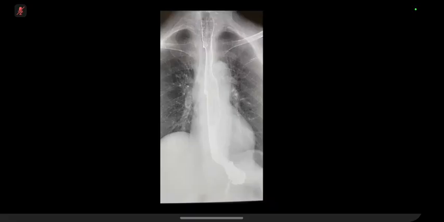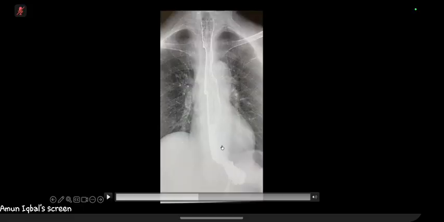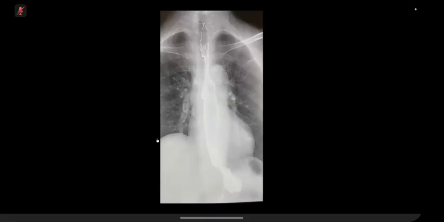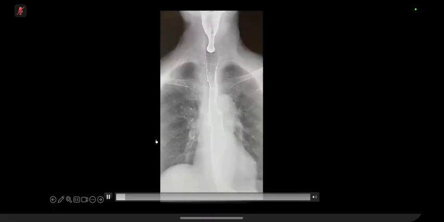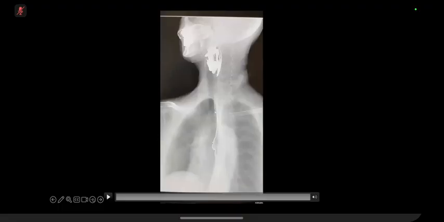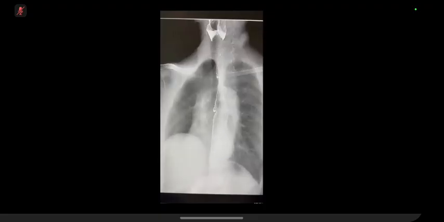So are you able to see anything? Yeah, I'm seeing AP projections, frontal projections of the barium swallow of this patient. We can see that the barium is passing normally through the esophagus and is seen entering the stomach. Can I see the lateral projections also? Okay, so now I've been provided with the lateral projections.